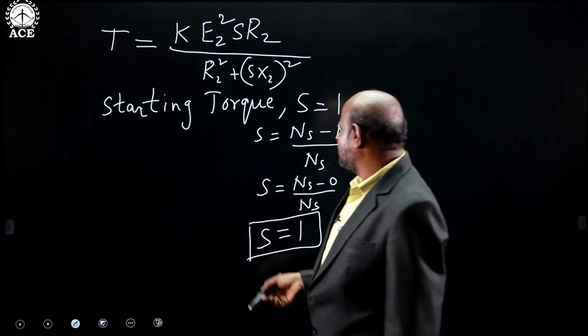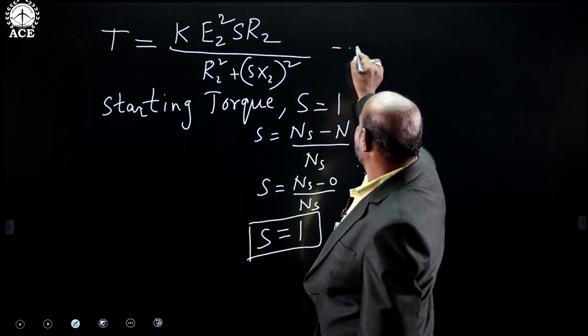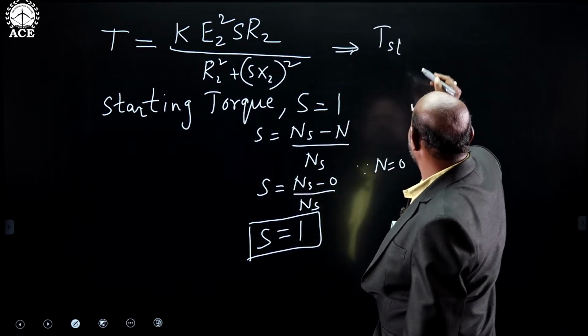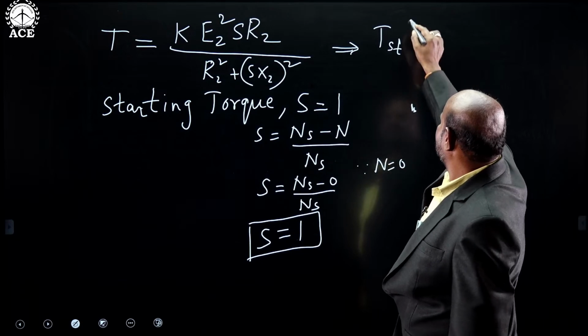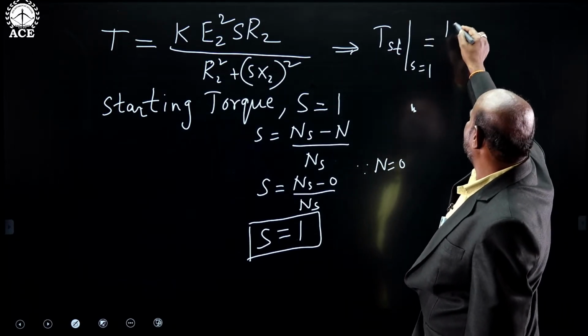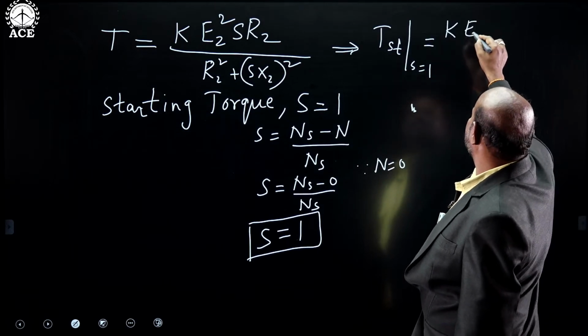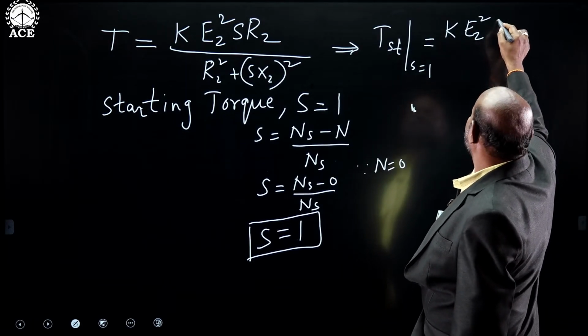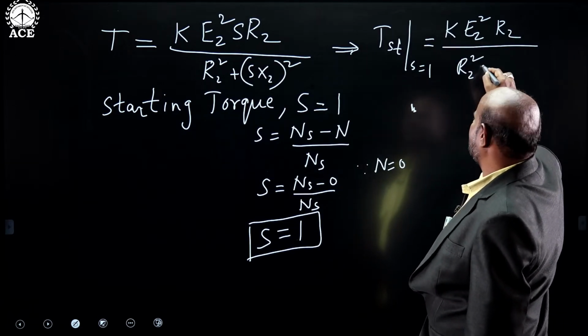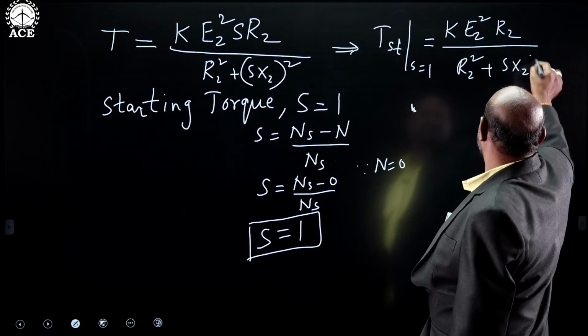So therefore, the starting torque is given by T ST, when slip is 1, which is equal to K into E2 square R2 by R2 square plus X2 whole square.